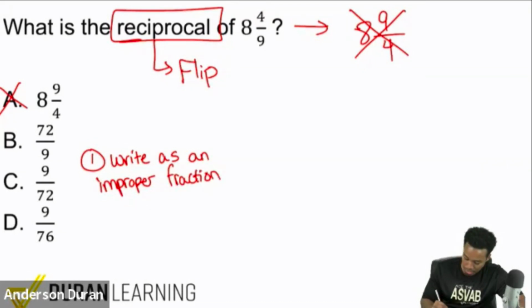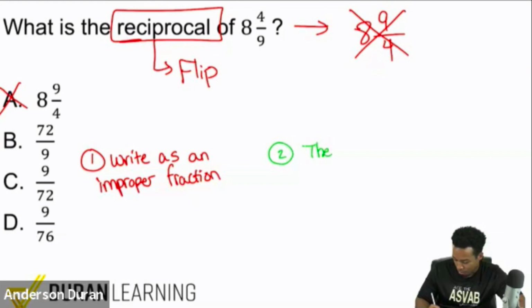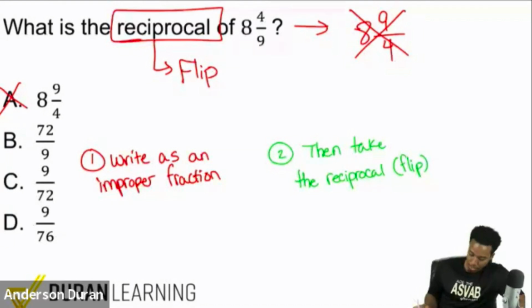This is one of the easiest problems to mess up in the ASVAB, and we've got to make sure that we don't get fooled. So then take the reciprocal, which means flip. All right, so let's take care of business here. We have 8 4/9.